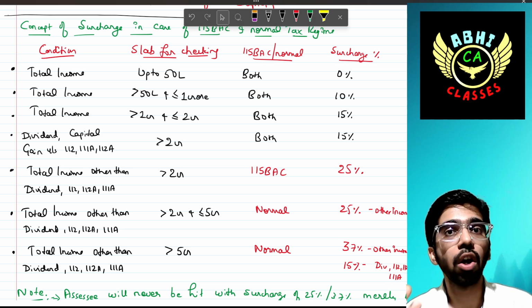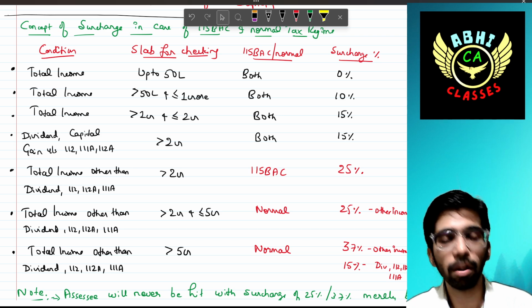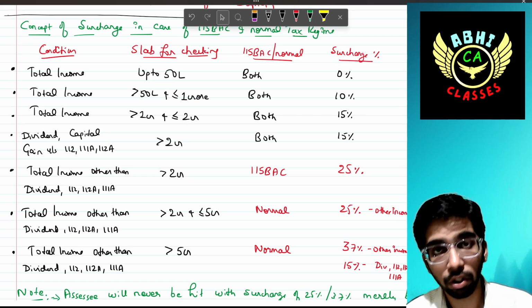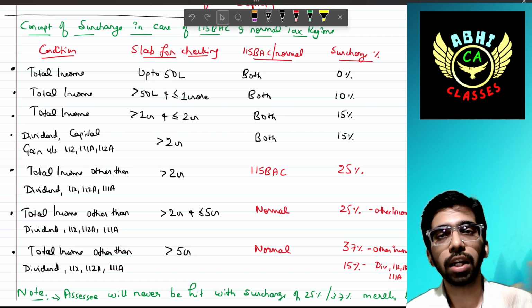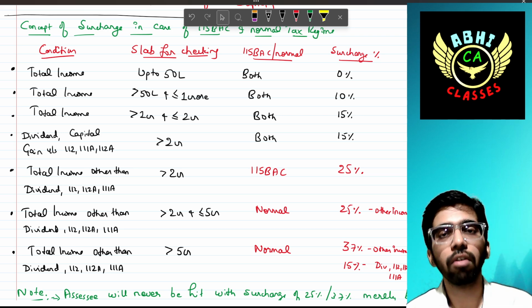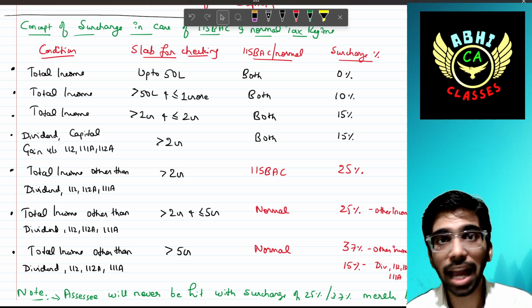For example, he is opting for the normal tax regime: up to 2.5 lakh, 0; 2.5 lakh to 5 lakh, 5%; 5 to 10 lakh, 20%; above 10 lakh, which in this case of 60 lakh is 50 lakh, 50 lakh into 30%, that is the tax amount.